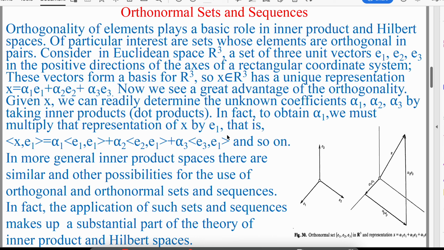In more general inner product spaces, there are similar and other possibilities for the use of orthogonal and orthonormal sets and sequences. In fact, the application of such sets and sequences makes up a substantial part of the theory of inner product and Hilbert spaces. Here this is alpha 1 E1, this is alpha 2 E2, and this is alpha 3 E3.